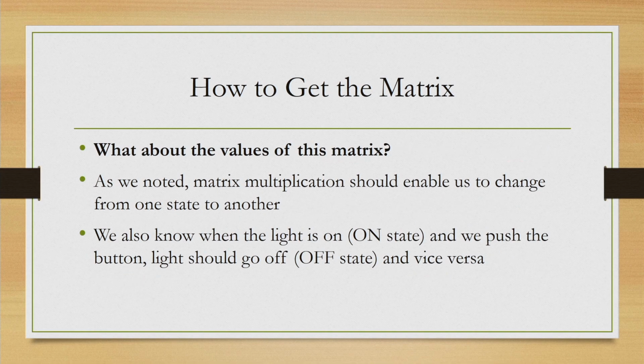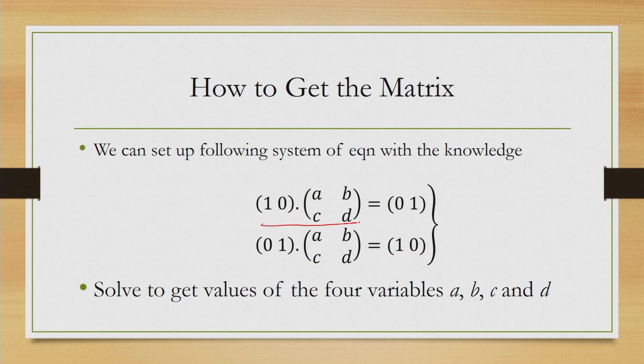Now, how do we get the values of the elements of this 2 by 2 matrix? We can set up a system of equations. What we know is that when the light is in the on state and we push the button, the light should go off, and vice versa. So, when we are in the on state and push the button, we get the off state. Similarly, when we are in the off state and push the button, we get the on state. So, this multiplication will lead to this state, and this multiplication will lead to this state.